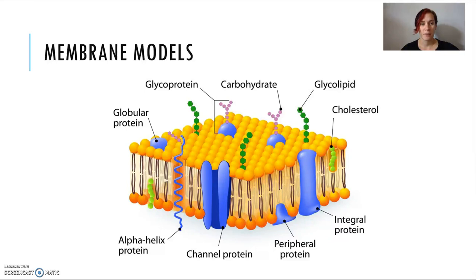Okay, this is our basic membrane model. We're talking about the fluid mosaic. We understand what elements are part of this model. We've got our phospholipids here, and we've got our transmembrane proteins that go all the way through. We've got our glycoproteins or our carbohydrates sitting on top of those proteins, and we've got our cholesterol molecules as well.